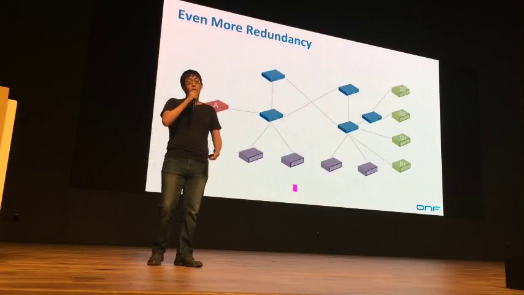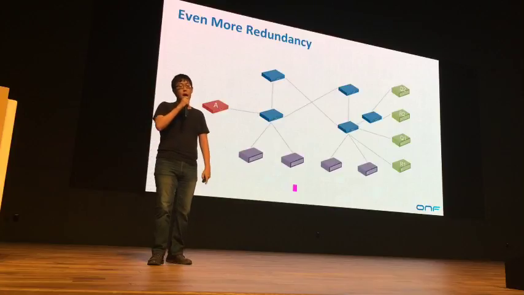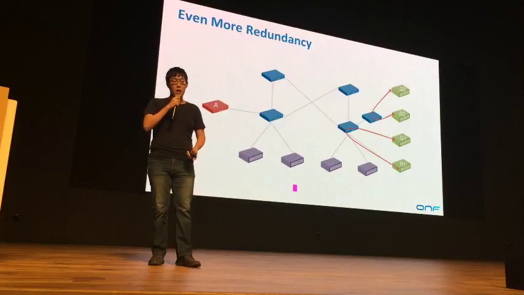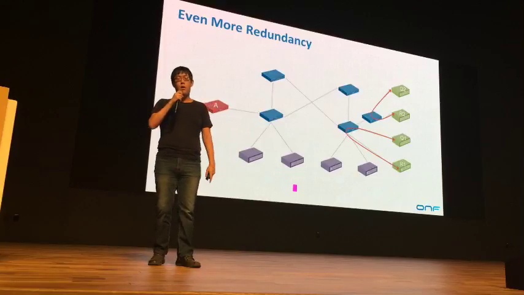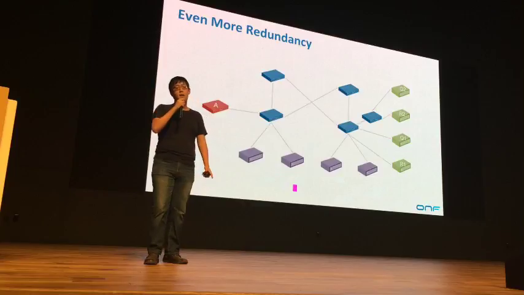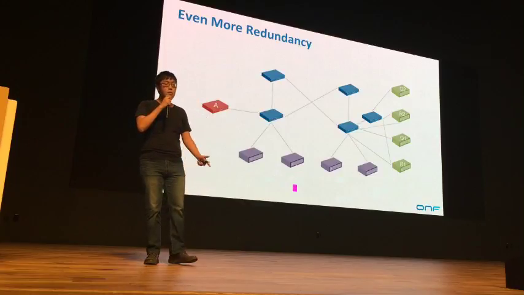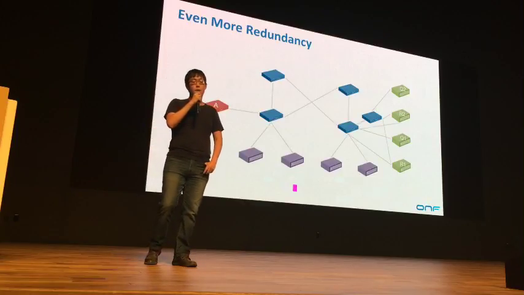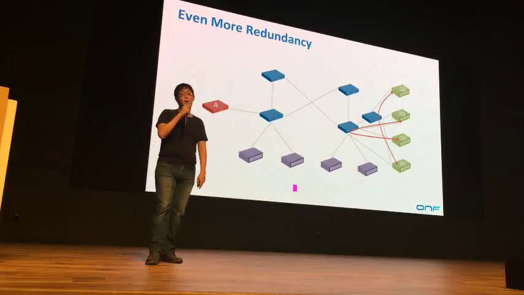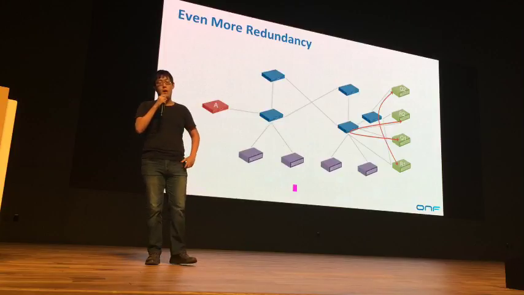And we can even have even more redundancy here. So this is the diagram I showed before. We have Q1 paired with R1, Q2 paired with R2. We can actually add two extra links across. Then we can have an extra pair between Q2, R1, and then Q1, R2.